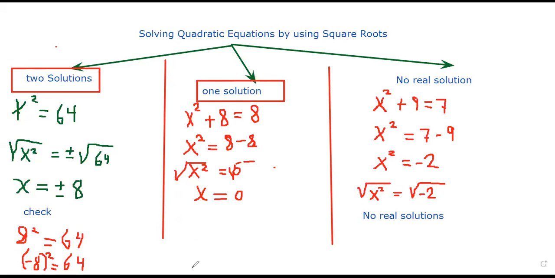If I say x to the power of 2 plus 25 equals 0. How can we solve this question, grade 9? We'll add the additive inverse. Okay, we will add the additive inverse.